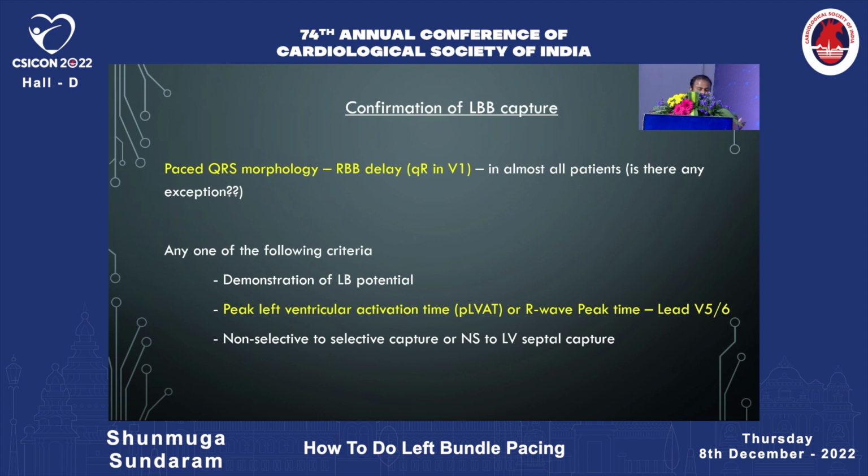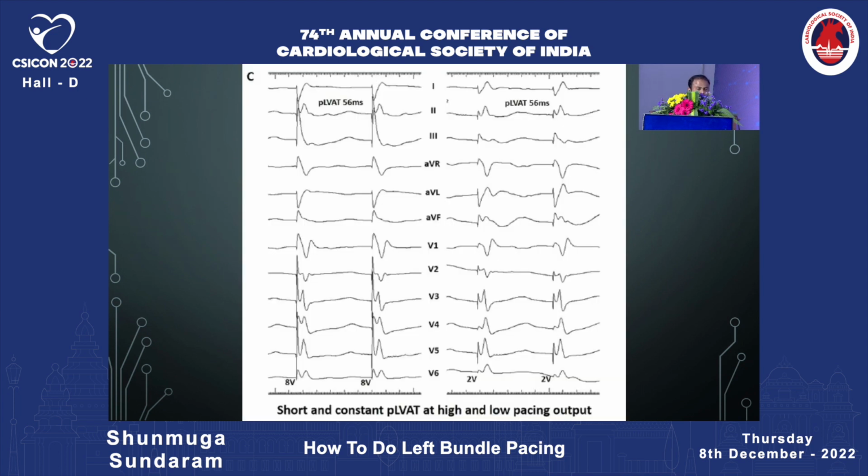So one is demonstration of the potentials. You need either the EP system or the program system analyzer. Peak LVAT, or R wave peak time, should be short and constant. You have to measure in leads V5 and V6. So this is how we measure.